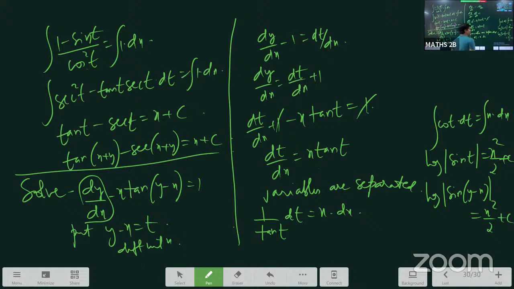Next, these are your variable separable method problems based on substituting x plus y equal to t or y minus x equal to t, all these things. Very, very important this is.